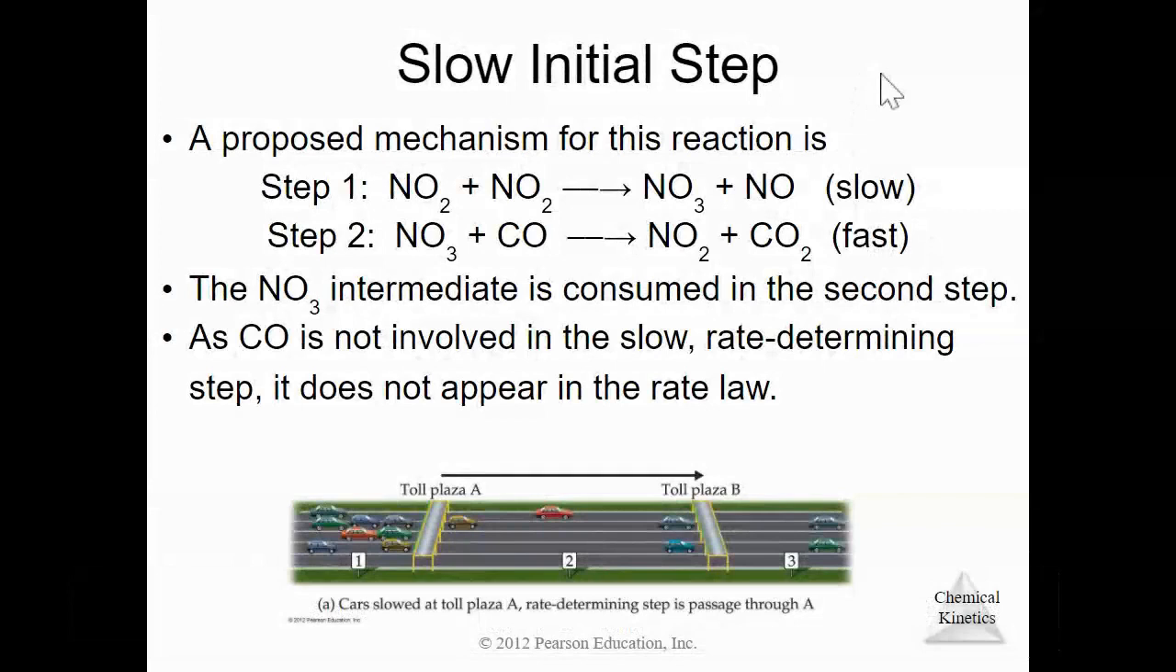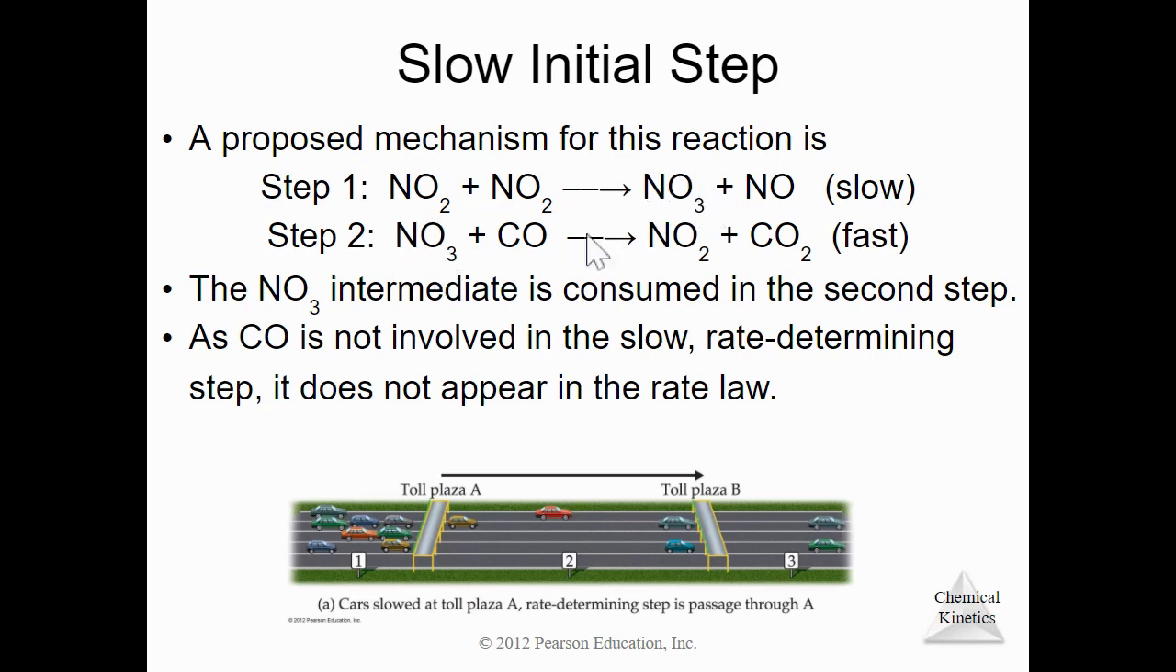So here's a proposed mechanism. This is the mechanism that we think this happens by. We think that NO2 collides with some more NO2 to produce NO3 and NO, and that is the slow step. And then that NO3 collides with some CO to produce NO2 plus CO2, and that is a fast step. Notice the slow step is labeled, and it would be for you. So if the slow step is labeled, then we know that this is the rate determining step. Before we move on, pay attention to the fact that we do have an intermediate. We have an intermediate of NO3.